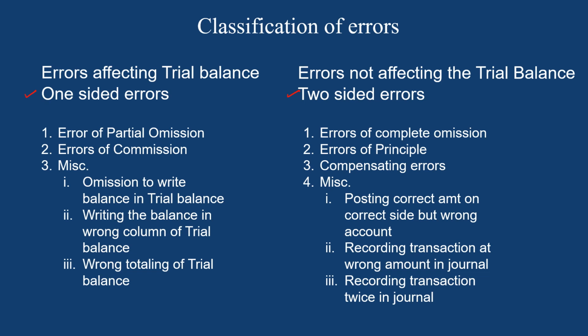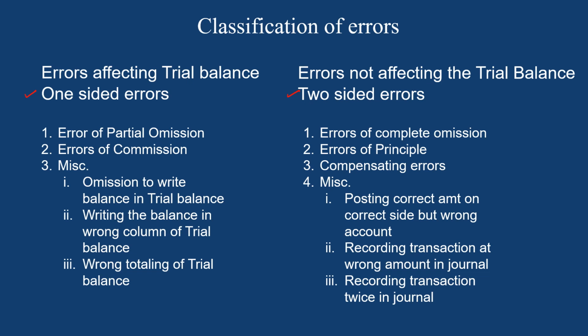Now, when there are one-sided errors, obviously the errors are on just one side and therefore it would affect the tallying of your trial balance. But two-sided errors will not affect the tallying of trial balance. Your trial balance would tally. Still, after that also those errors might be there in the books.